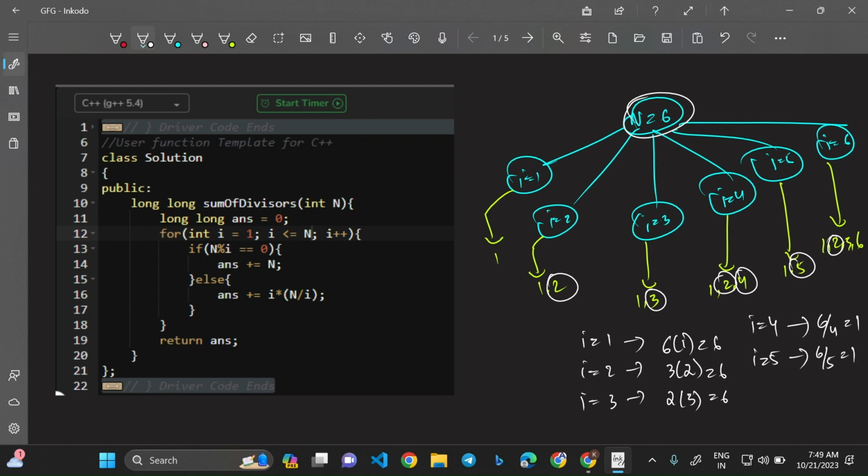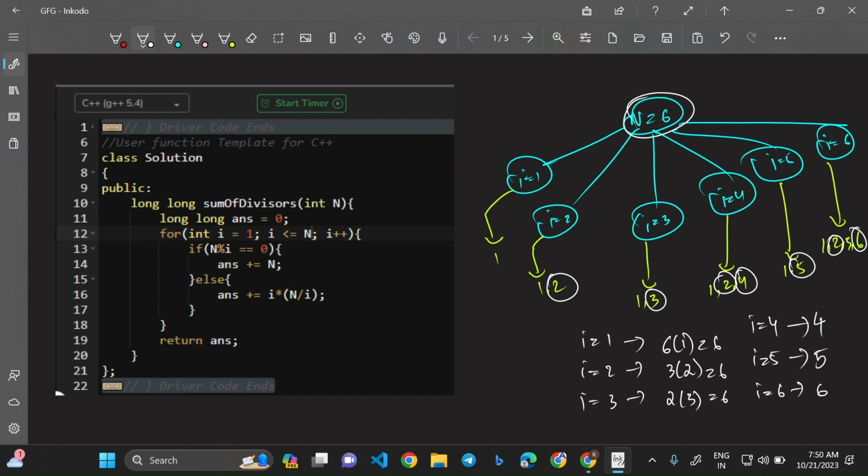And taking I equal to 6, 6 divides 6 successfully, so that is the reason we have 1 instance and the sum it's going to contribute would be 6. So here also the sum is 4, and here the sum is 5.